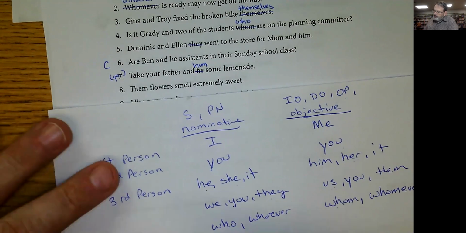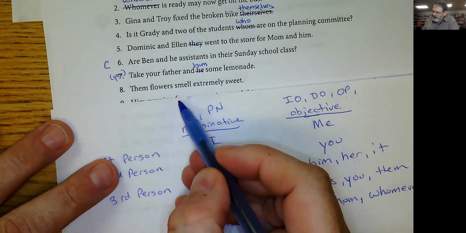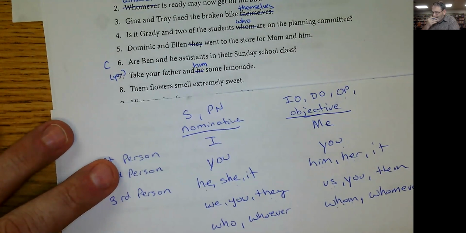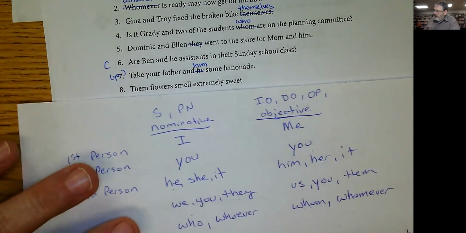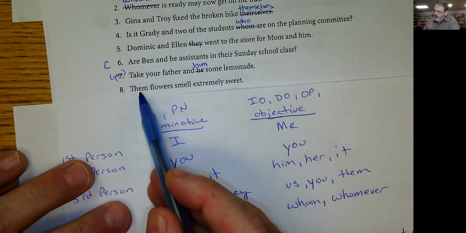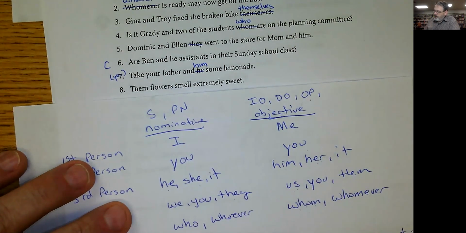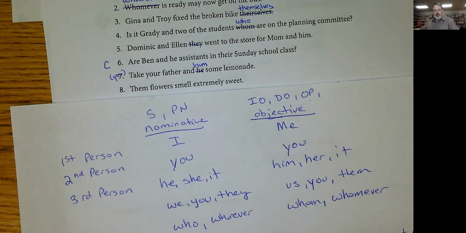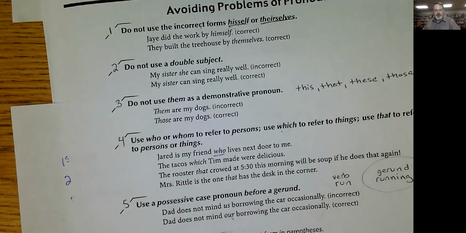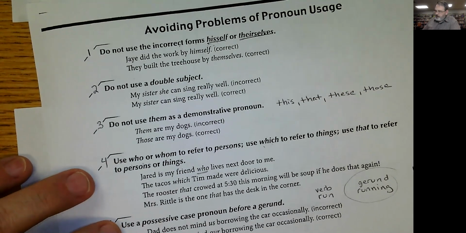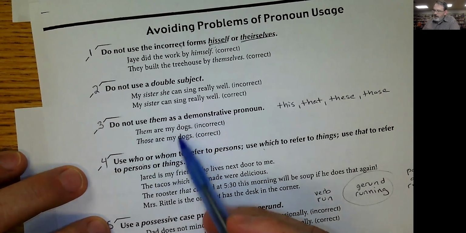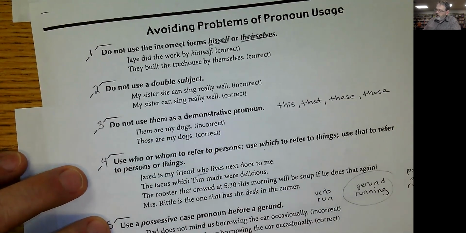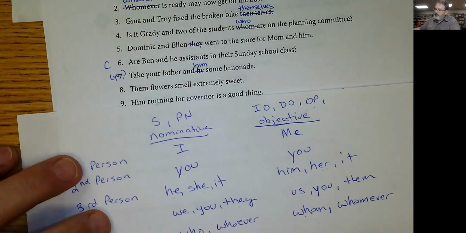Okay? Them flowers smell extremely sweet. Well, so them is an objective case. Those flowers, let's see if I can find the rule for that. Hold, please. Here it is. On the same page as before, do not use them as a demonstrative pronoun. Them are my dogs. No, no. Those are my dogs.